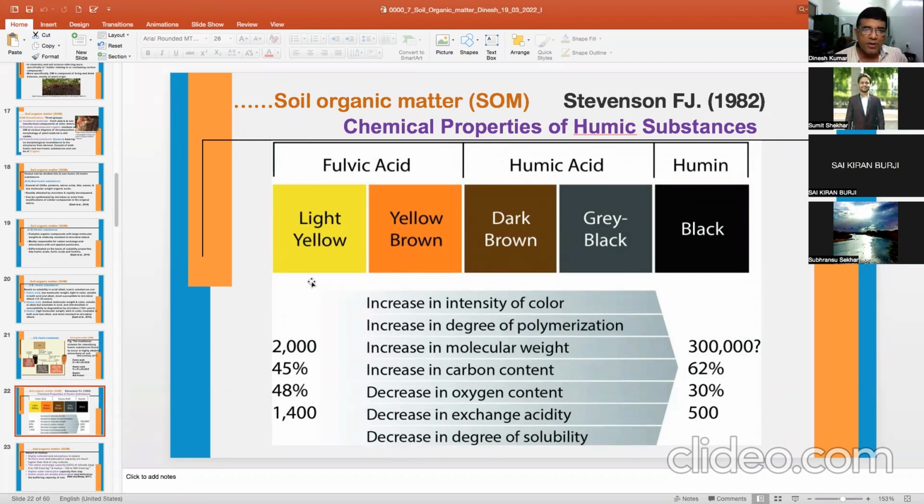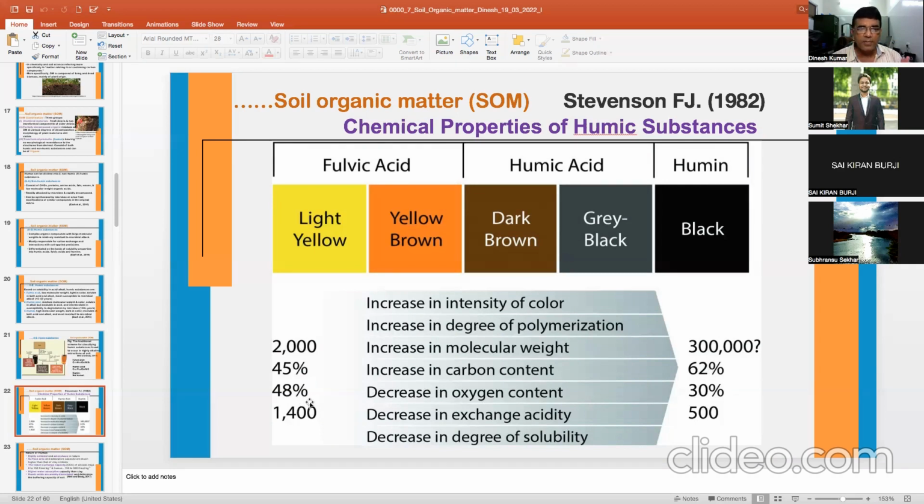2,000 is the molecular weight in fulvic acid, and it can be more than 300,000 in humin. So as you move from left to right, the molecular weight increases. 45% is the carbon content in fulvic acid, and it can be as high as 62% in humin. So as you move from fulvic acid to humin, the carbon content increases. If carbon content is increasing, that means oxygen content is decreasing.